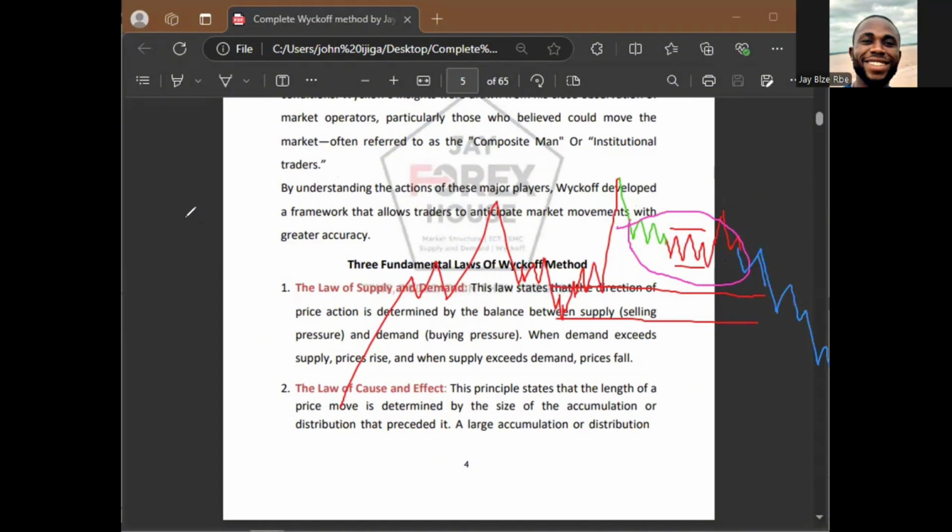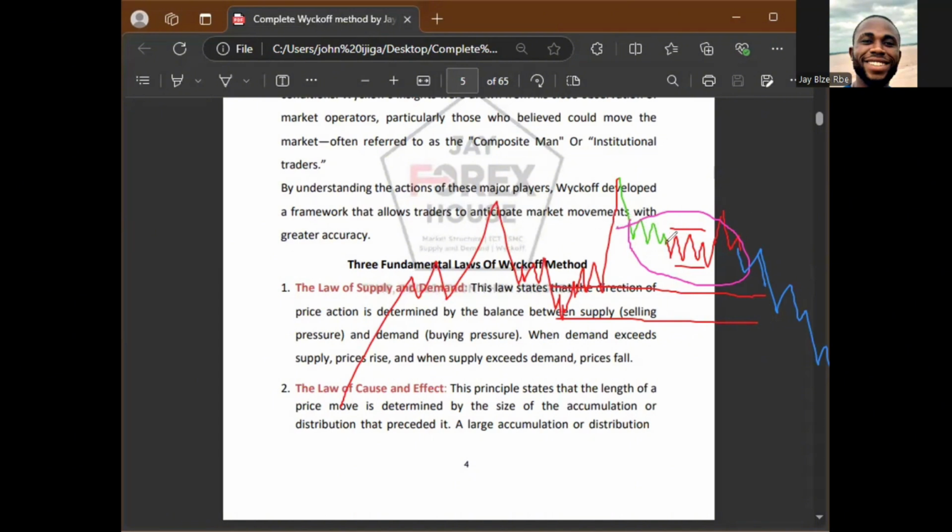So how do you know this? How do you determine this? This is where the law of cause and effect comes in. Cause and effect is trying to give you an insight into understanding how and where the length of this redistribution that's happening here is going to be going. So the law says if this distribution is big, let me just use those terms so it's easier to understand.